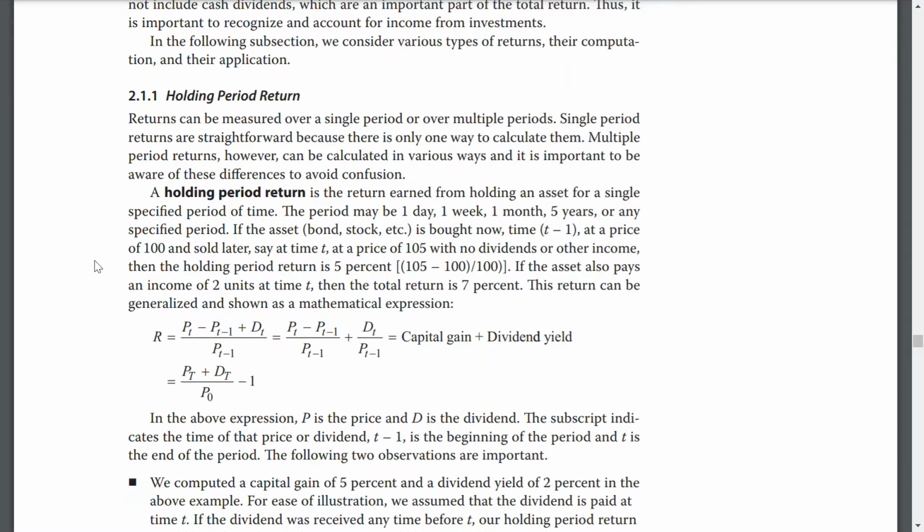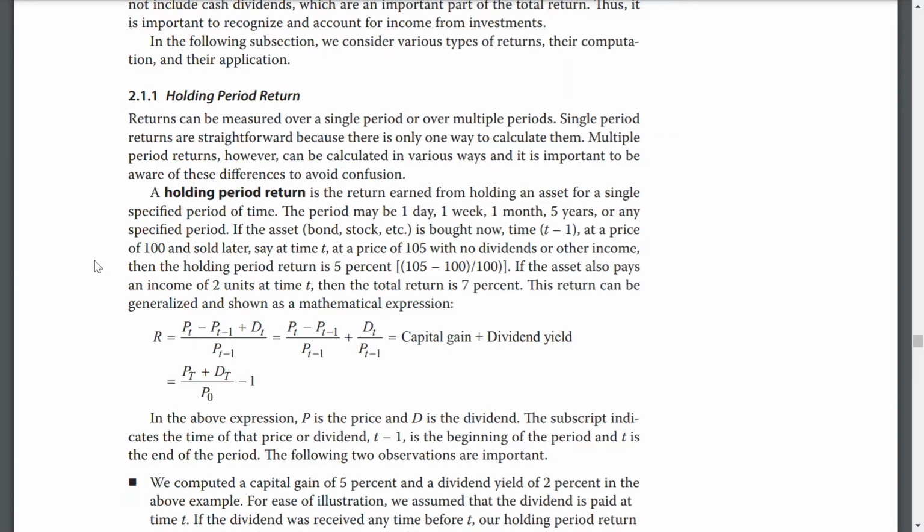In the above expression, P is the price and D is the dividend. The subscript indicates the time of the price or dividend. Time 0 is the beginning of the period, and T is the end of the period. The following two observations are important. We computed a capital gain of 5% and a dividend yield of 2%.